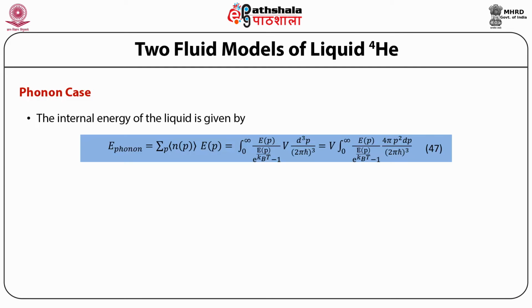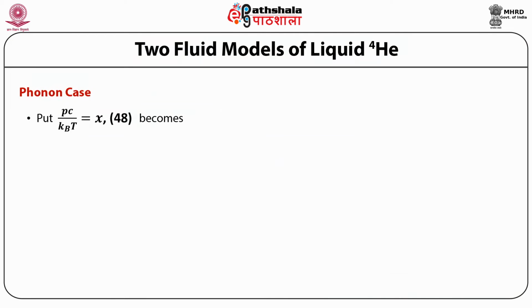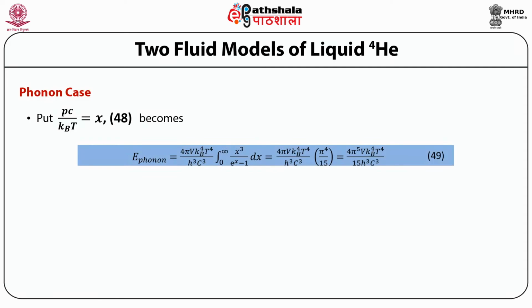dp upon (2 pi h bar) cube. Or E_phonon is equal to V times the integral from 0 to infinity of pc upon e raised to power pc upon k_B T minus 1, into 4 pi p square dp upon (2 pi h bar) whole cube. Put pc upon k_B T equal to x. Then E_phonon becomes 4 pi V k_B^4 T^4 upon h cube c cube, integral from 0 to infinity of x cube upon e raised to power x minus 1 dx, which is equal to 4 pi V k_B^4 T^4 upon h cube c cube multiplied by pi raised to power 4 upon 15, which is equal to 4 pi^5 V k_B^4 T^4 divided by 15 h cube c cube.